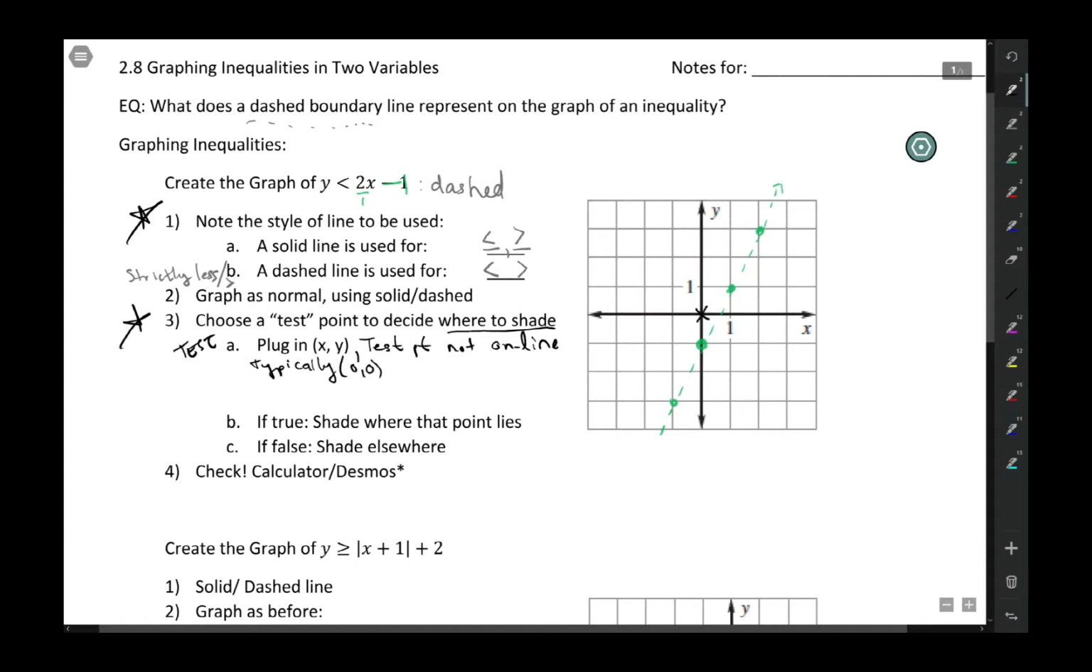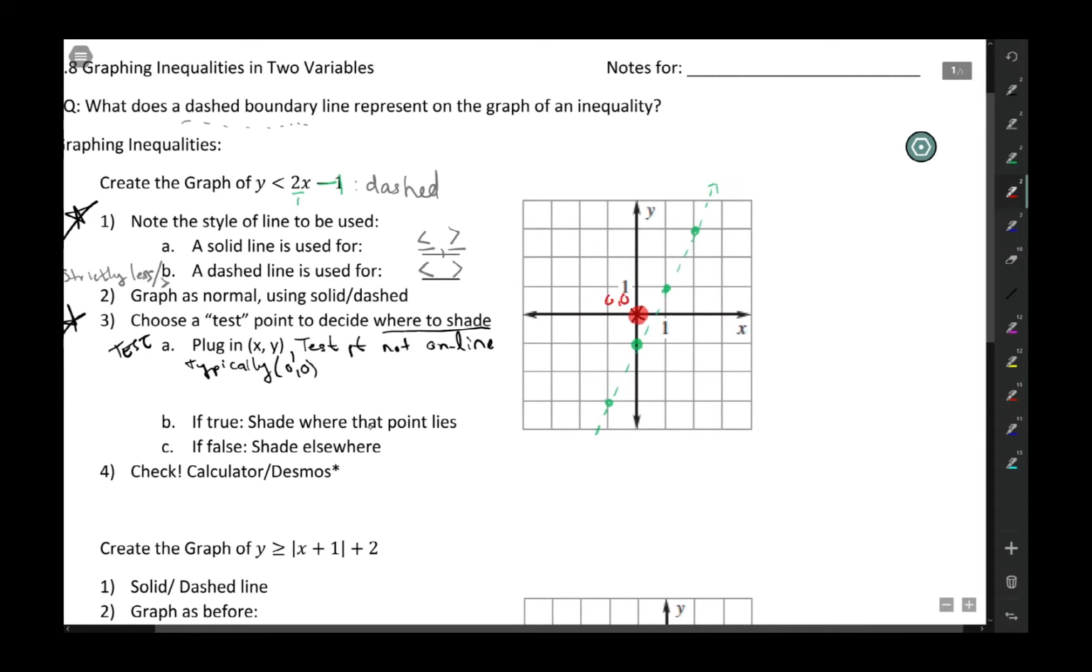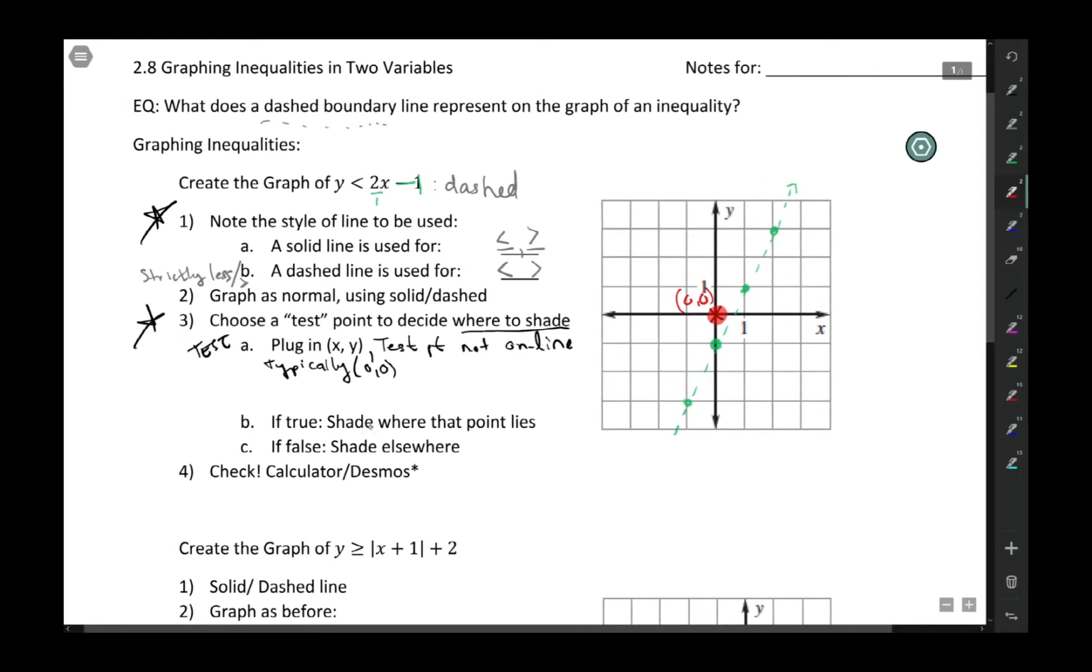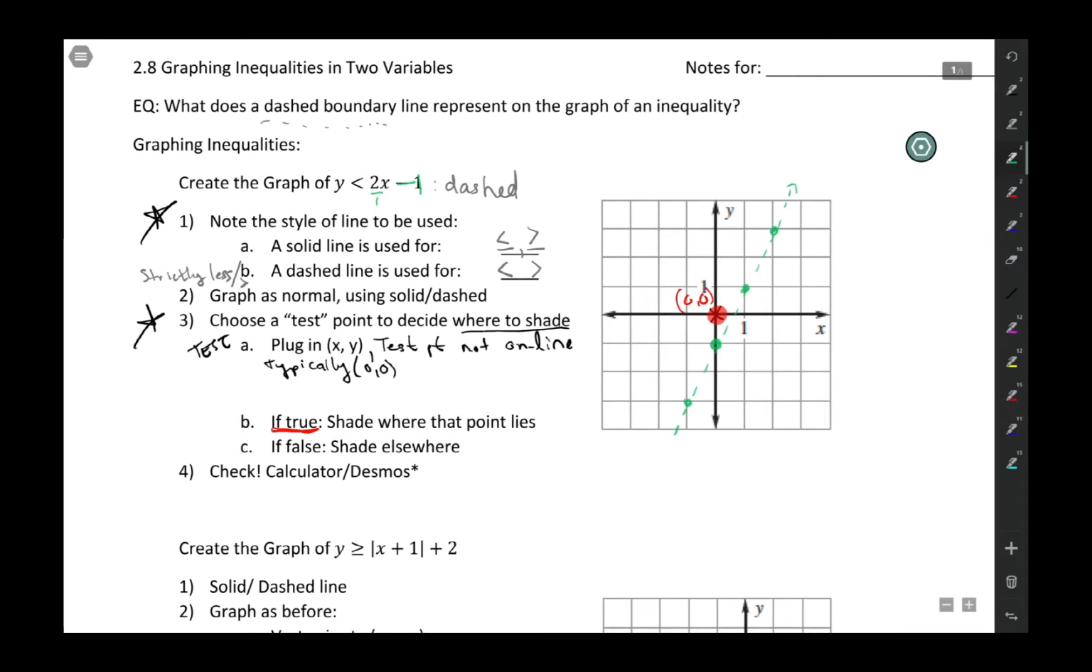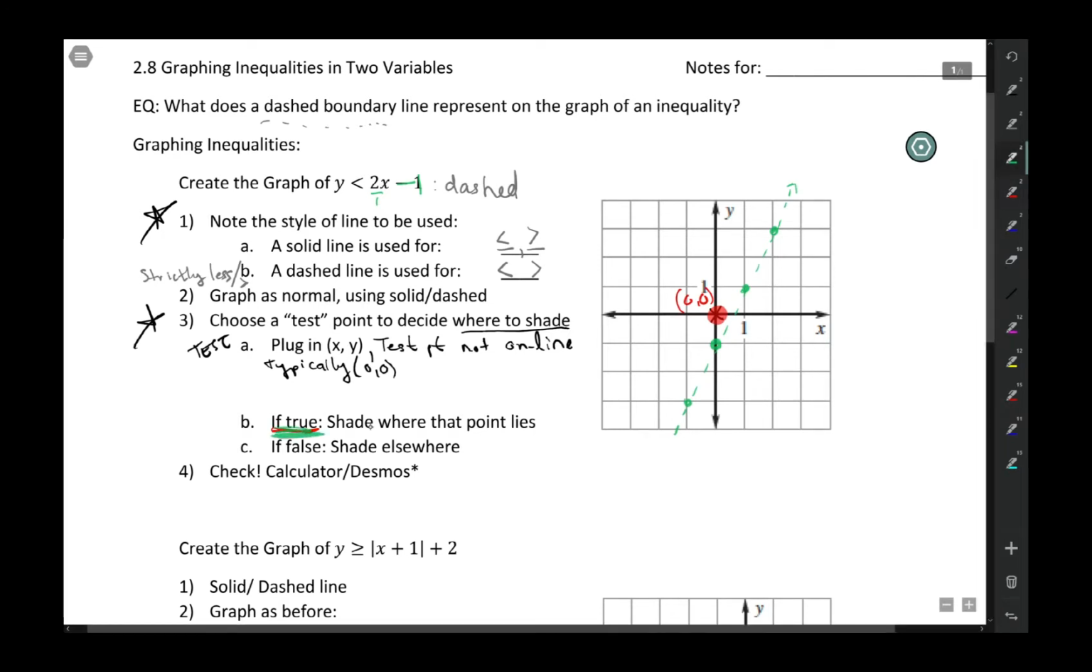So I'm going to test out the point 0, 0. Okay, right at the origin, as long as your graph doesn't go through it. If the statement is true, that's where the treasure lies. That's where you want to shade. I'm going to choose green for true. If it's false, we're going to shade on the other side of the line.